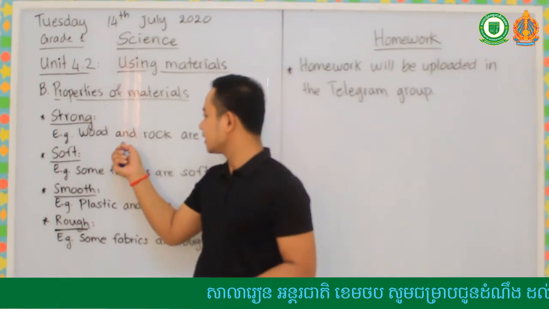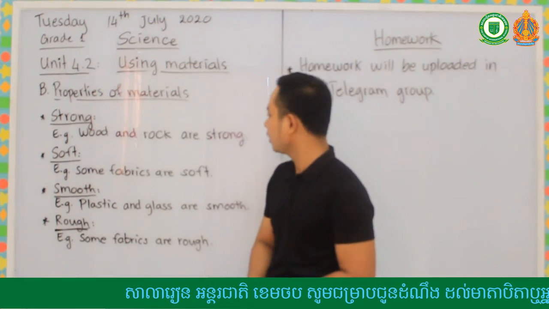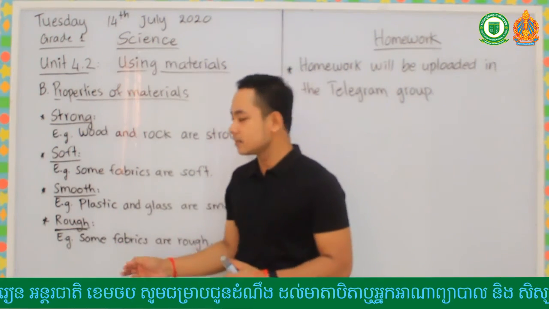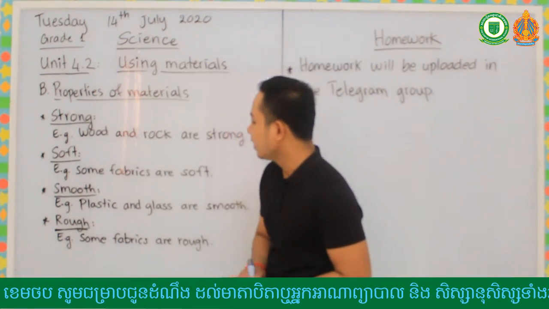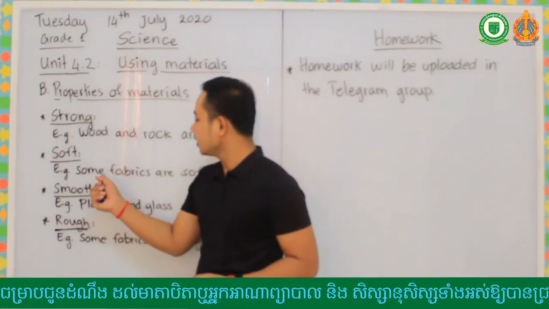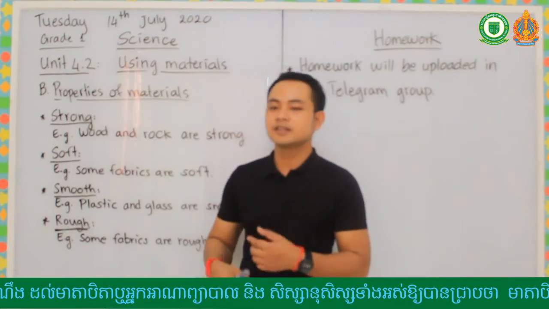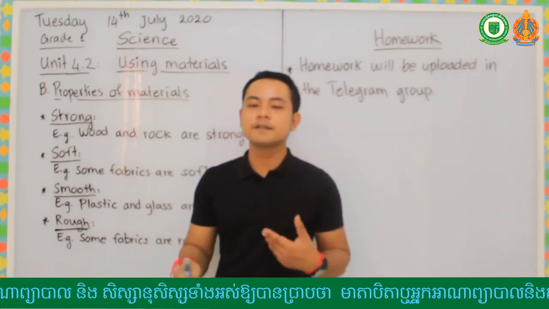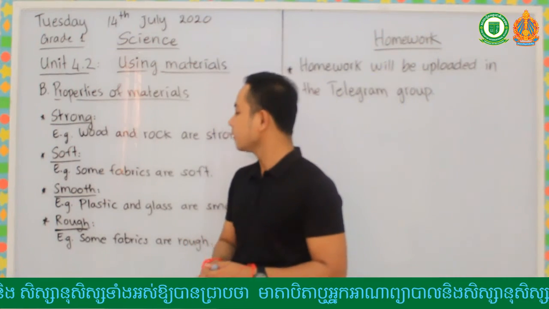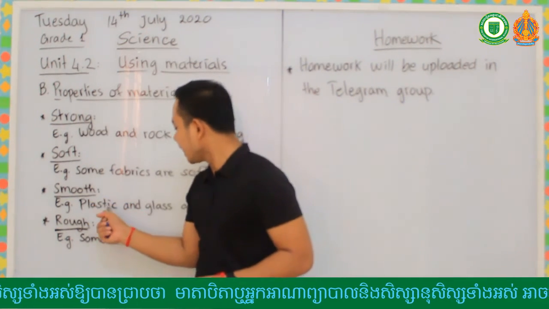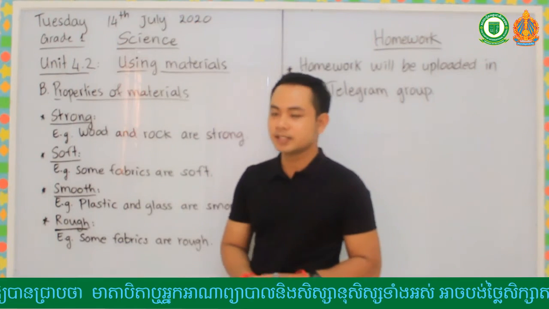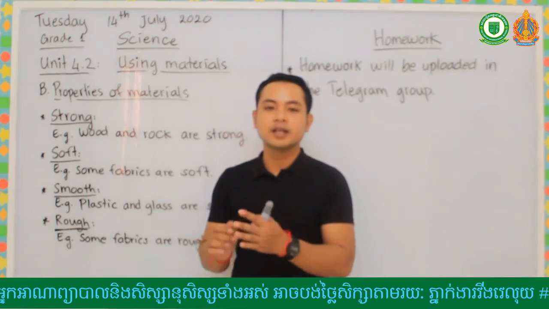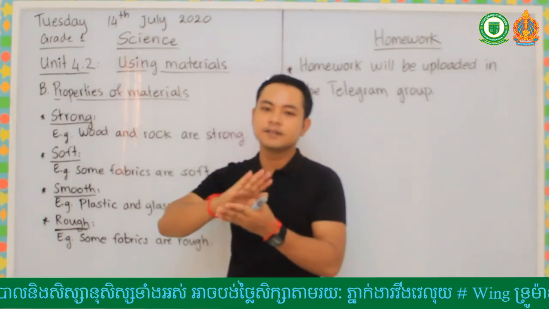In the example that is given right here, wood and rock are strong, right? Even the glass is also strong. Glass is strong and smooth, right? And soft, some fabrics, the cloth, some fabrics are soft. Some fabrics are rough and smooth as well, okay? And smooth, plastic and glass are smooth. You can feel it, right? When you touch the plastic water bottle, it is made of plastic, right? When you touch it, you feel like it's smooth.